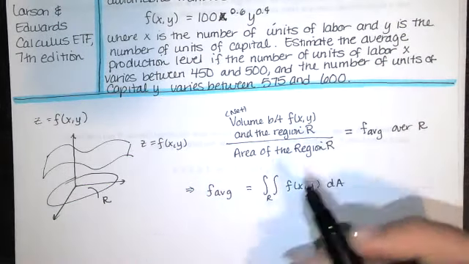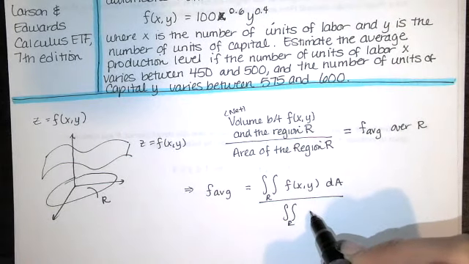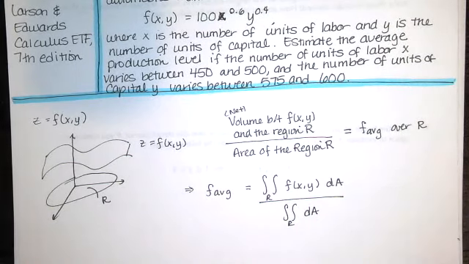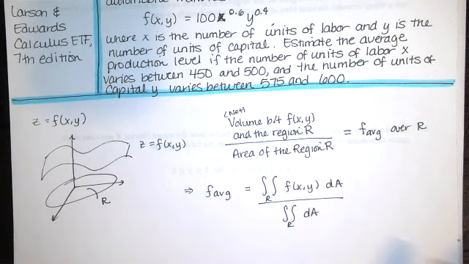But then we'll take that and we'll divide by the area of the region R, which can be represented this way with a double integral, or if it's a really simple region where we already know a formula for the area, we can use that as well. So that's how we find the average value of a function of two variables.